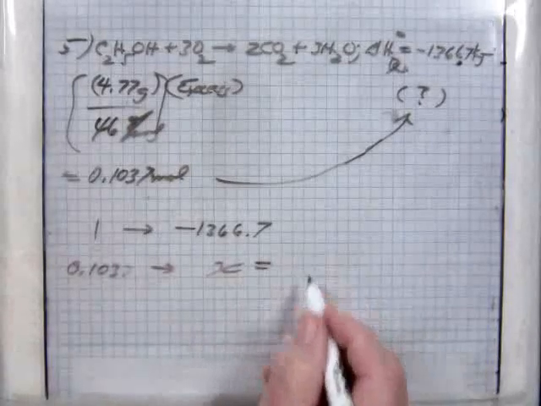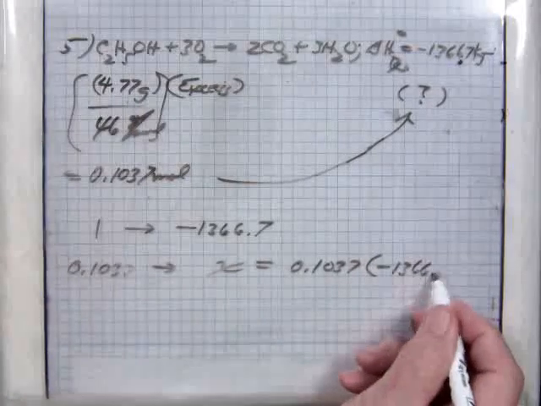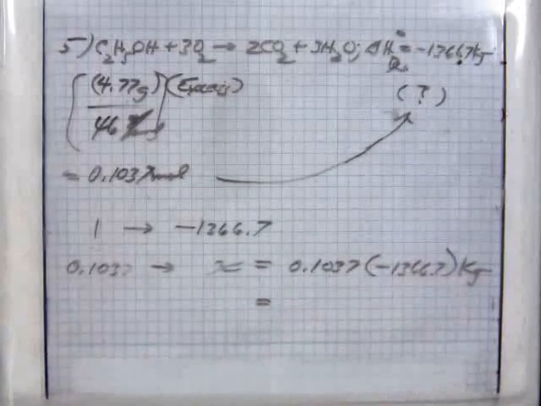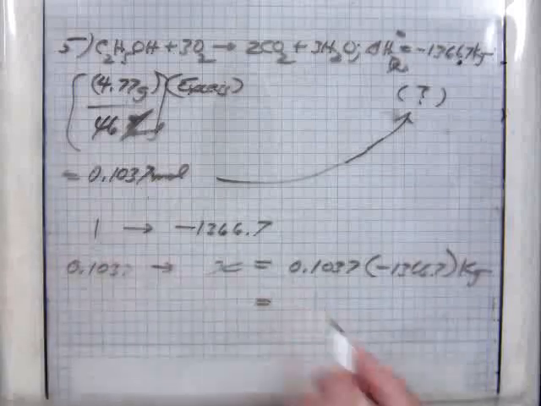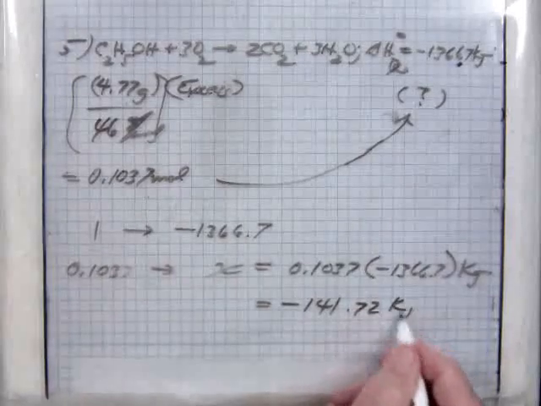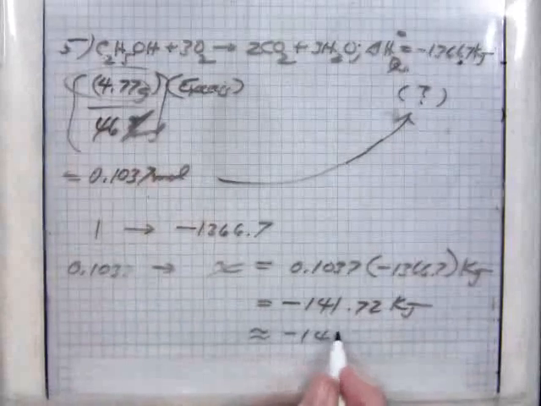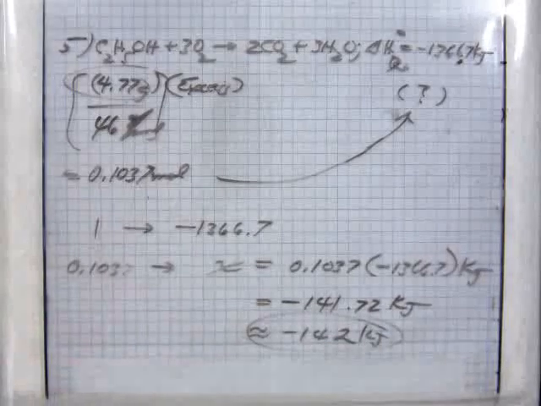And X is equal to 0.1037 times a minus 1366.7. It's all going to come out in kilojoules anyway. So, 1366.7 equals, I get 141 kilojoules exothermic. 142 kilojoules by the calculator. And we're given 3 sig figs, so this would go to 142 kilojoules, appropriate answer.